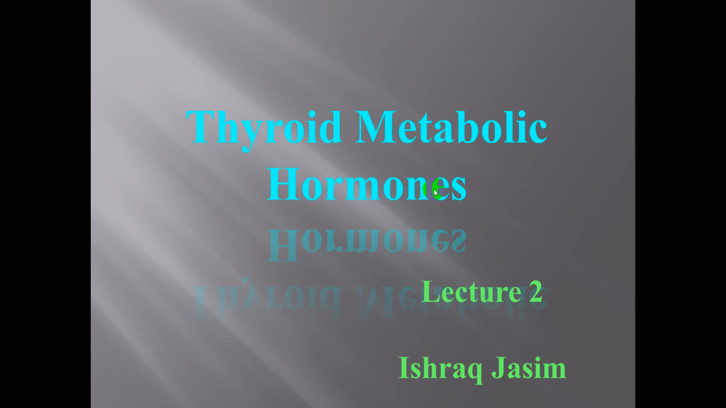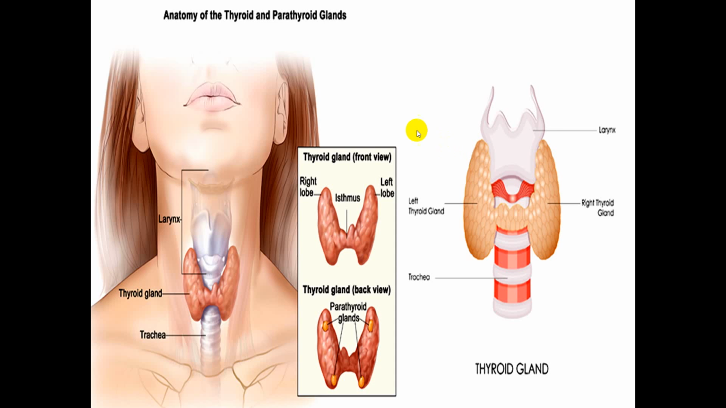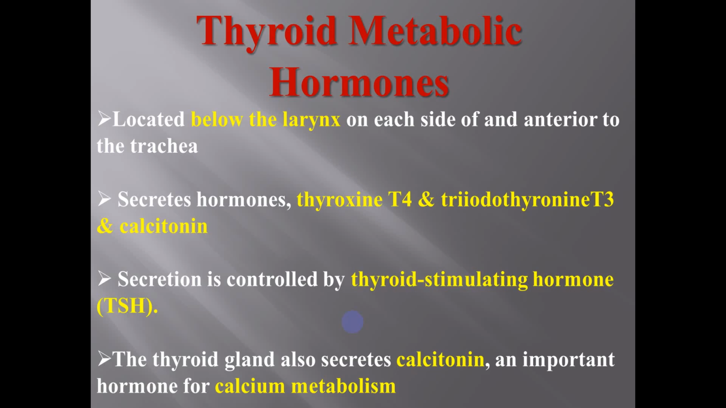In this lecture we're talking about thyroid metabolic hormones. This is the thyroid gland. Okay, two lobes of the thyroid gland between the larynx and trachea. From the inner surface we see other glands, 4 glands on each end of each lobe. These 4 glands are called parathyroid glands. So, the thyroid gland is located below the larynx on each side and anterior to the trachea. So, it's between the larynx and trachea.